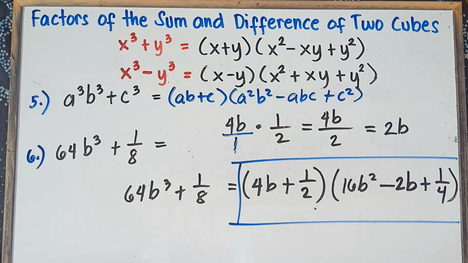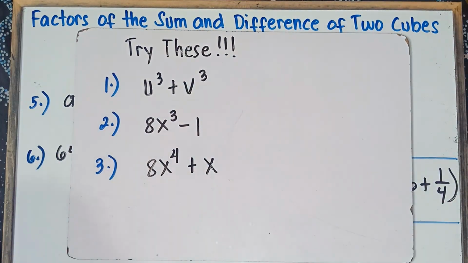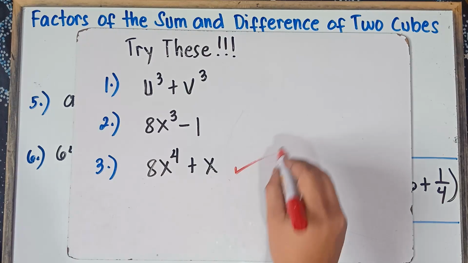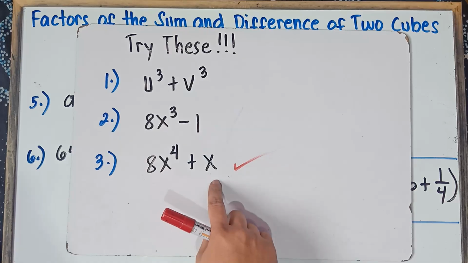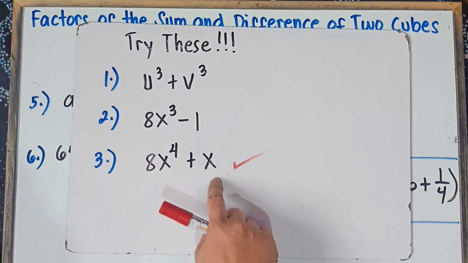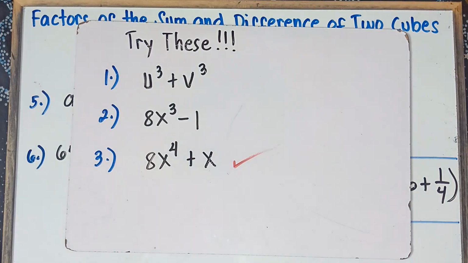You try to answer this one, class, and then you put your answer in the comment section down below. Let me check, class, if you really understand our topic. Especially, class, for number 3. This will be quite complicated for number 3 because x is not a perfect cube. So what will be the thing that we need to do to remove this x? You try this one, class, and then you put your answer in the comment section down below.